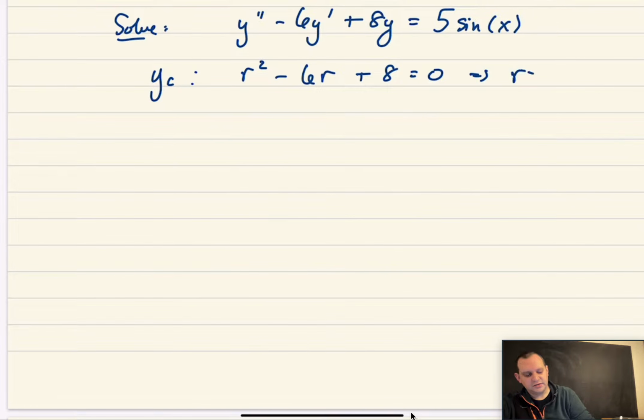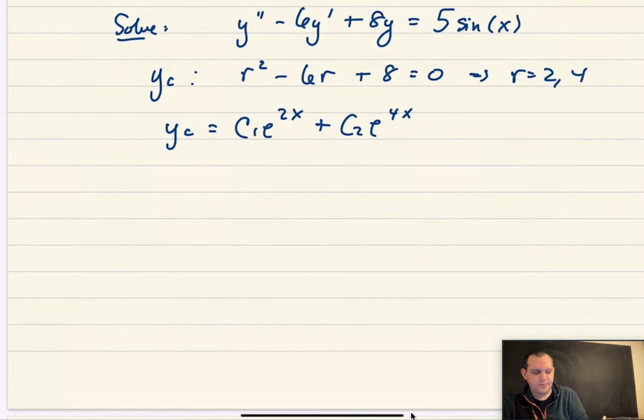That tells us that our solutions are r equals 2 and 4, and therefore our complementary solution will be c1 e to the 2x plus c2 e to the 4x. Okay, and that's it for the complementary solution. Then we have to find a particular solution, and we have a constant times sine of x, so we should guess that our particular solution is a constant times sine of x.